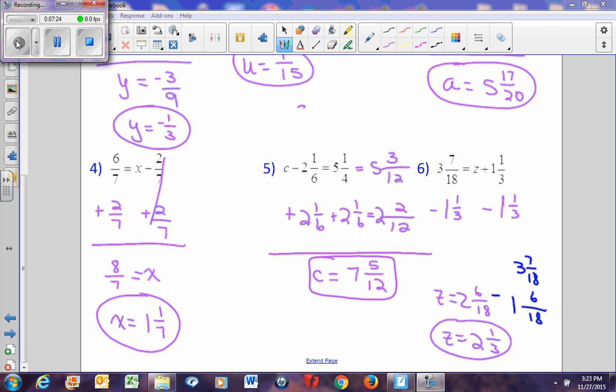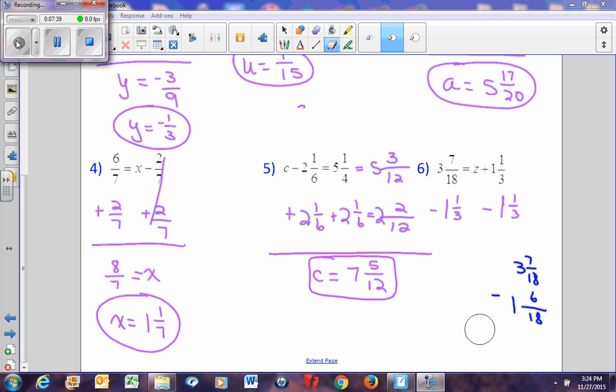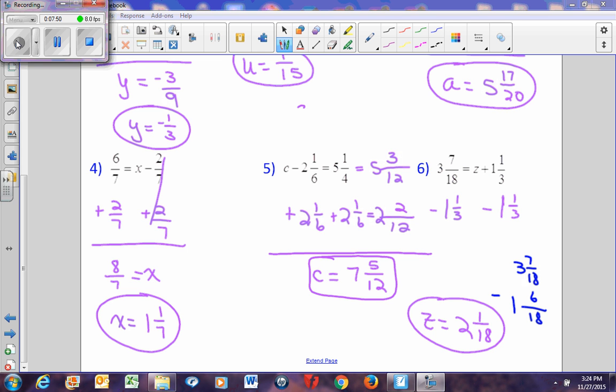Okay, small mistake. Let's go back to problem number 6 for a second. I made a mistake. 7 minus 6 is 1. It should be 1/18, not 6/18. So z equals 3 minus 1 is 2, 7 minus 6 is 1. It should be 2 and 1/18. Always double check. I knew something didn't look right. Once again, solving not too bad.